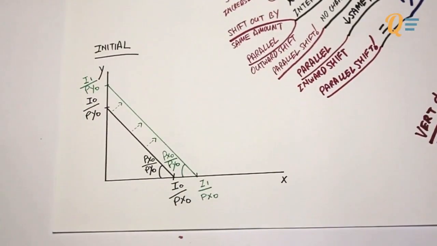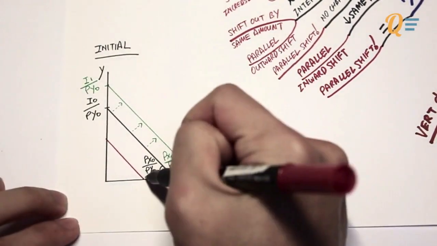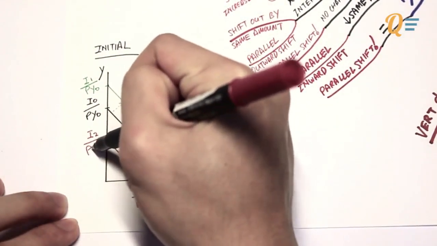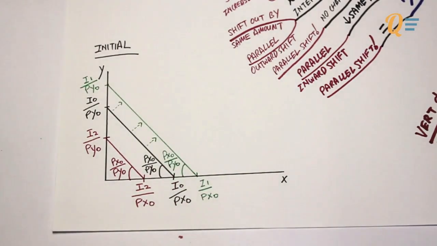So what would this look like in the graph? It will be the same. Instead of shifting outwards, we're going to be shifting inwards, right? Because real income for both X and Y has decreased. And take note of my notations. I'm now using I2, which shows that there's been a new dynamic in the nominal income.